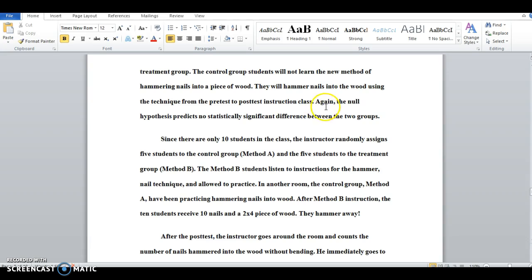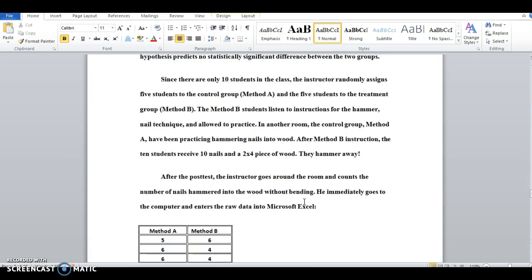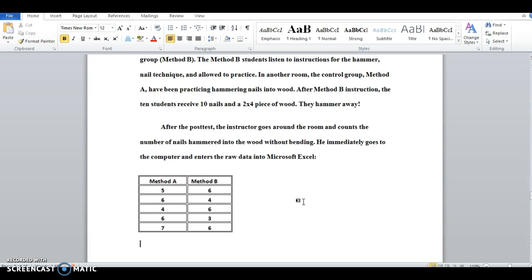So since there are only 10 students in the class, the instructor randomly assigns 5 students to the control group and 5 to the treatment group. The method B group listens to the instructions and is allowed to practice. In another room, the control group, having practiced hammering nails into wood, the 10 students receive 10 nails, and they hammer away. After the test, they count the number of nails hammered into the wood without bending. And this is the comparison between the two groups.